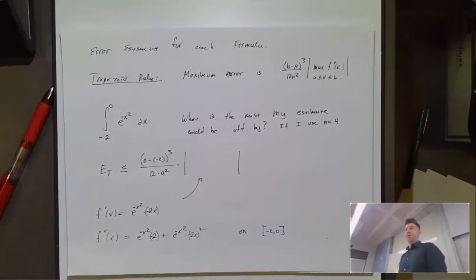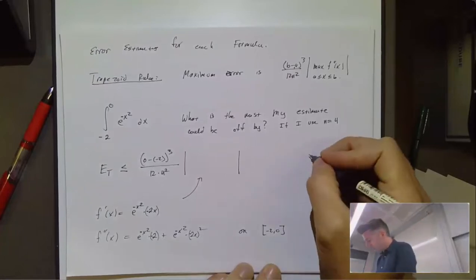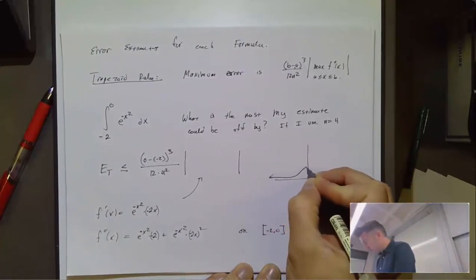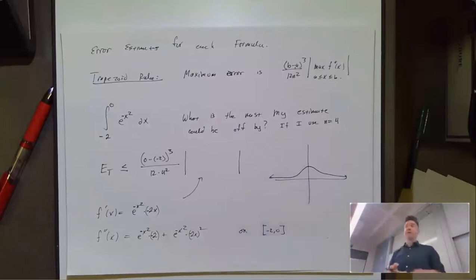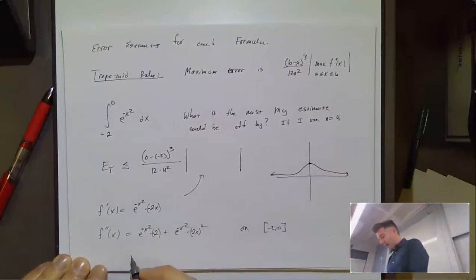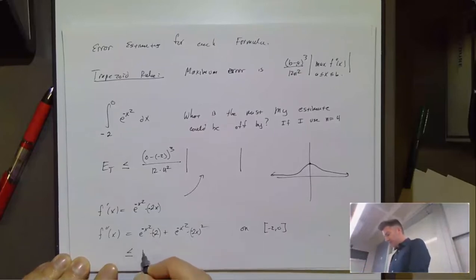biggest e to the -x squared can be? Well, if I plug in -2, I get e to the -4, which is small. If I plug in 0, I get e to the 0, which is 1. E to the -x squared looks kind of like this. It's not my best picture, but it actually looks kind of like a bell curve. So the biggest it can be is when I plug in 0. So I know for sure that this is less than or equal to 1.